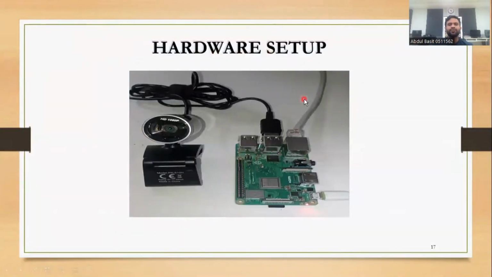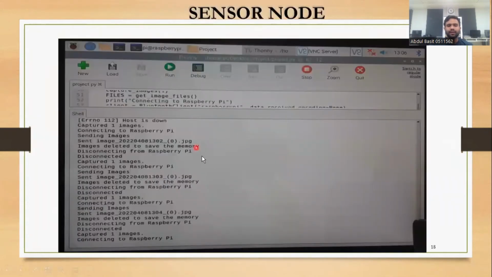Hardware setup. The hardware contained two Raspberry Pis: one base station Raspberry Pi, and the other was the sensor node. The sensor node was connected with a camera, and multiple sensor nodes can be created using cameras. This is the Raspberry Pi and the camera connected. And this is the console for our sensor node Raspberry Pi.